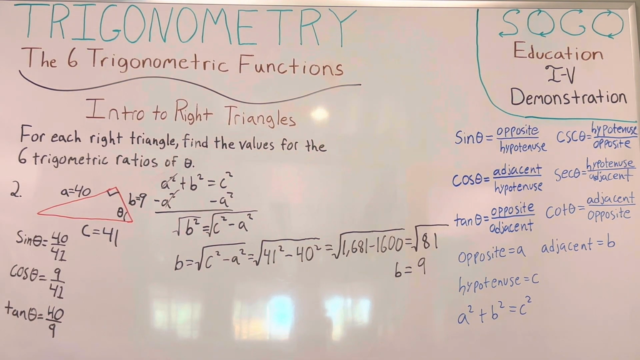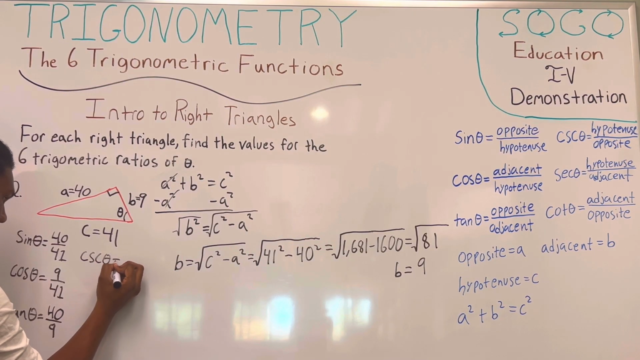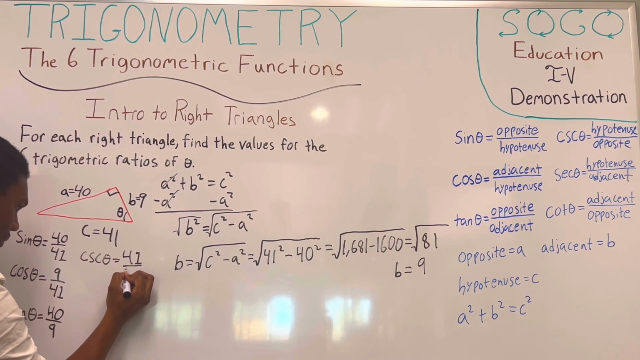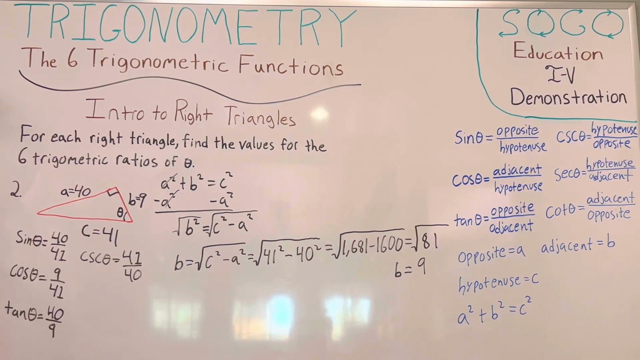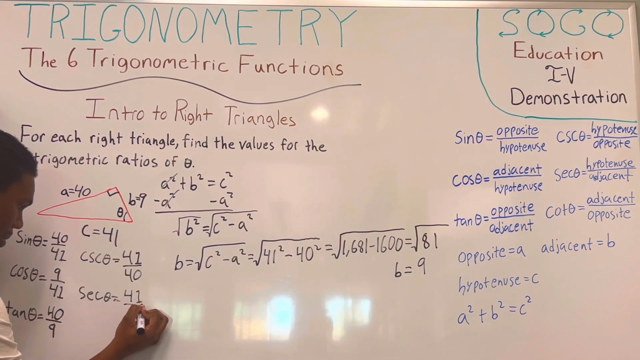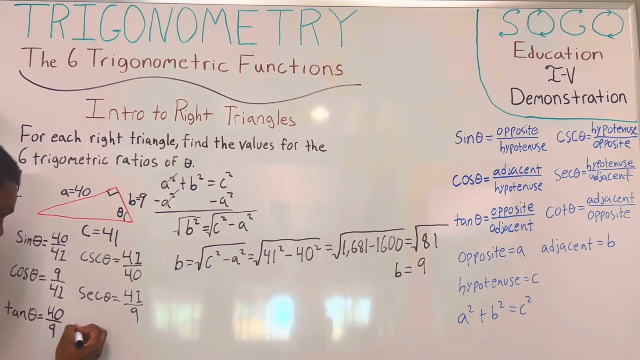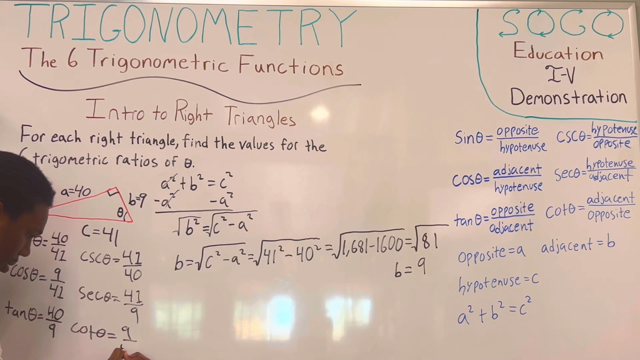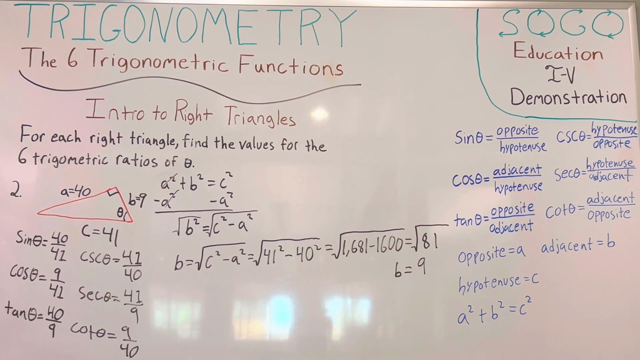Now we can get the rest, which are the reciprocals of the first 3, right? So the reciprocal of sine theta is cosecant theta, which is going to be 41 over 40. Next, we got the reciprocal for cosine theta, secant theta, which is going to be flipped around to give you 41 over 9. Lastly, we got the reciprocal for tan theta, which is cotangent theta. That's going to be 9 over 40. Easy. Done. We're done.